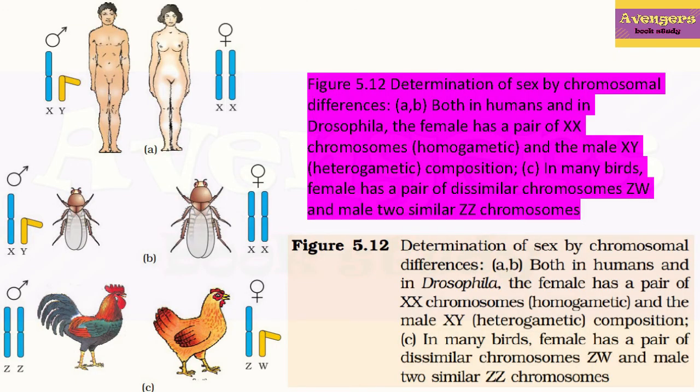Figure 5.12: Determination of sex by chromosomal differences. A, B: Both in humans and in Drosophila, the female has a pair of XX chromosomes, homogametic, and the male has heterogametic composition. C: In many birds, female has a pair of dissimilar chromosomes, ZW, and male two similar ZZ chromosomes.